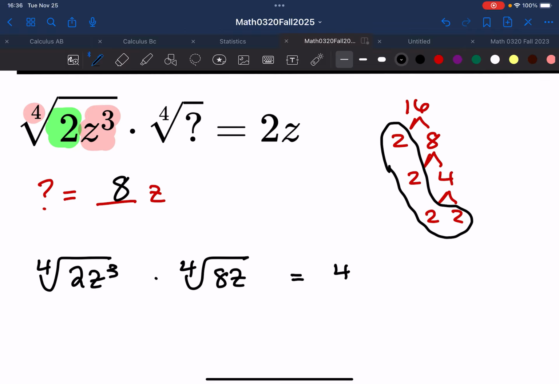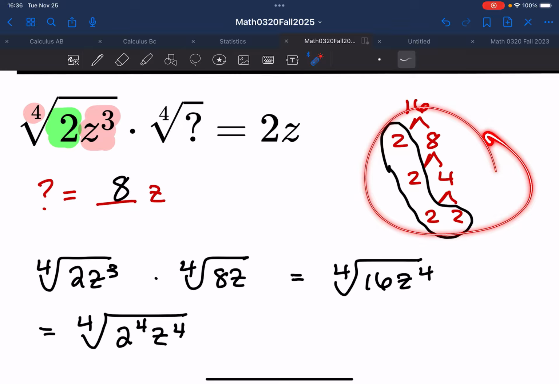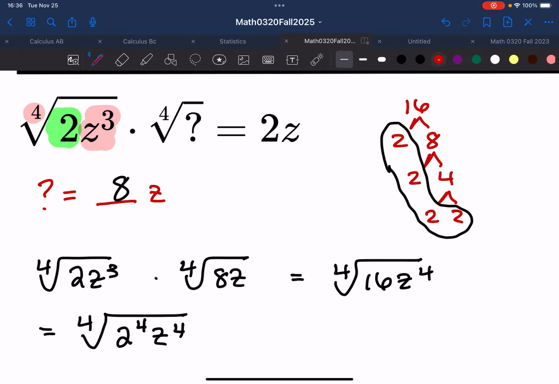So what I have is the fourth root of 2z cubed times the fourth root of 8z, which is equal to the fourth root of 16z to the fourth, which is equal to the fourth root of 2 to the fourth power z to the fourth power. And we know that this is 2 to the fourth power based off of that prime factor tree over here, which means my fourth root is going to cancel with those exponents of 4, and I am left with 2z, which is the answer I wanted.